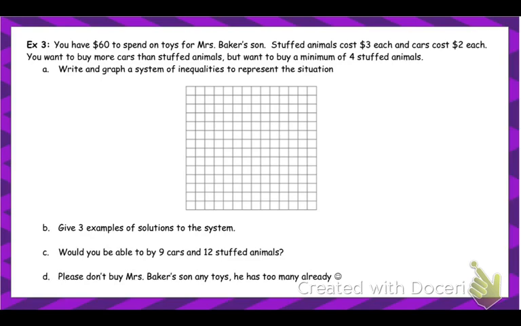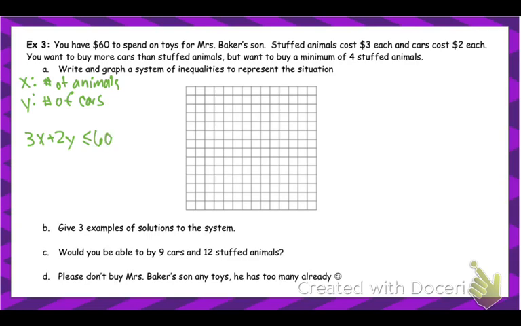So in order to graph this system of inequalities, we need to come up with what our equations actually are. So to start, the first thing you've got to do in these word problems is define your variables. You're going to want to use x and y because we're going to be graphing several equations here. So I'm going to quantify something as x, and for x, I'm going to say number of stuffed animals. And then for y, I'm going to do number of cars. All right, so the first equation that I can write, if I'm spending $60 at the most, then it costs $3 for each animal, so I can do 3x plus 2y is less than or equal to 60.